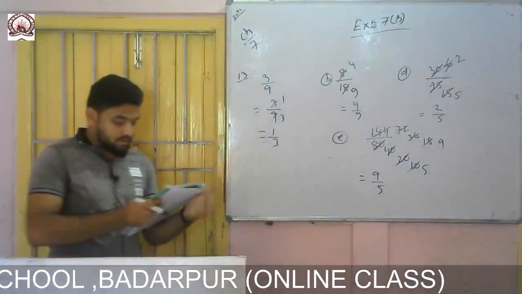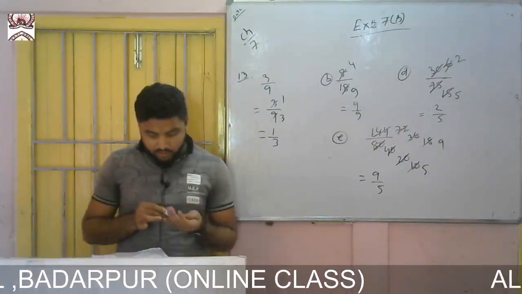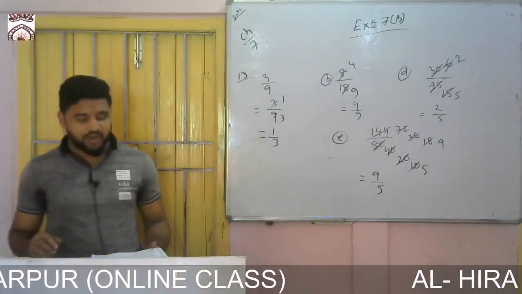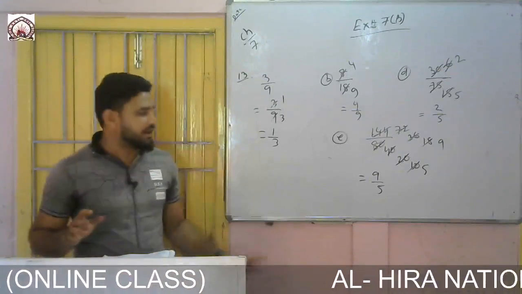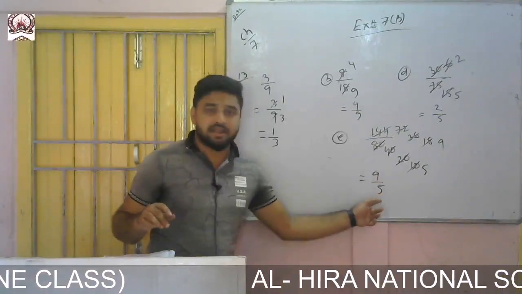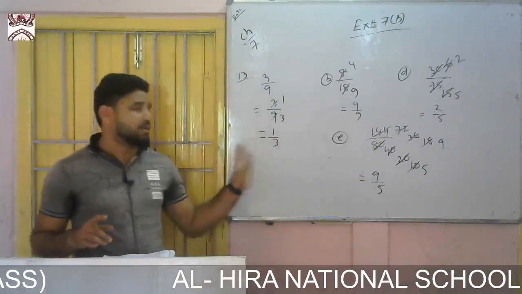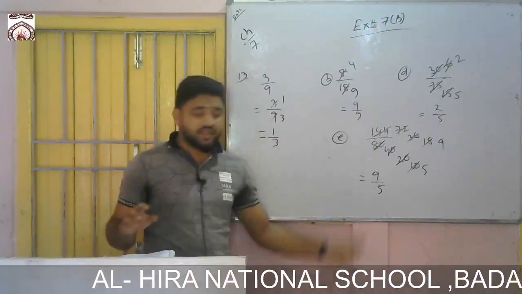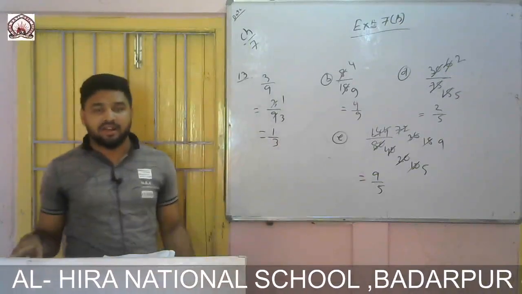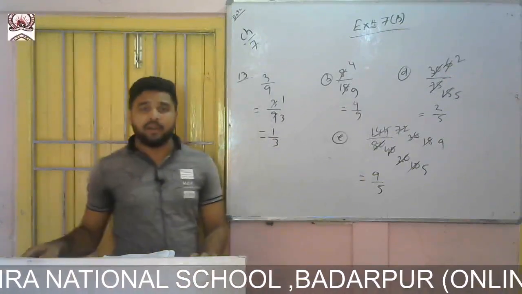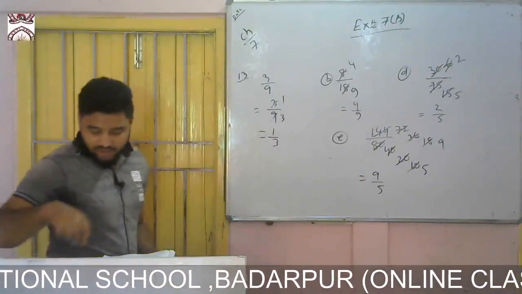Okay. Now come to question number 14. What is there? Which of these are in lowest term? That means what? Now you have to check like this. In the question it is said, which are in the lowest term. That means they cannot be further divided. So 3 by 11 we cannot divide further. So 3 by 11 is in lowest term.